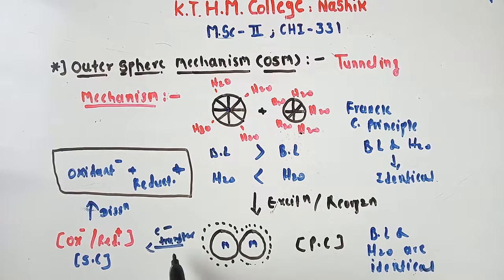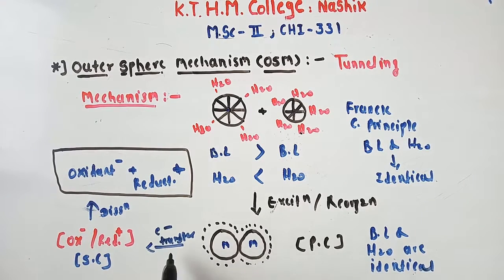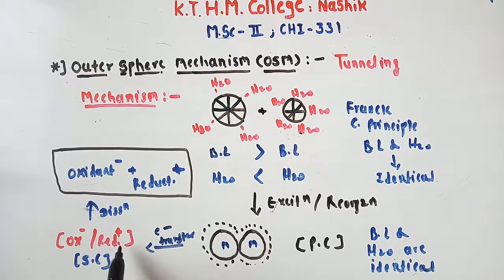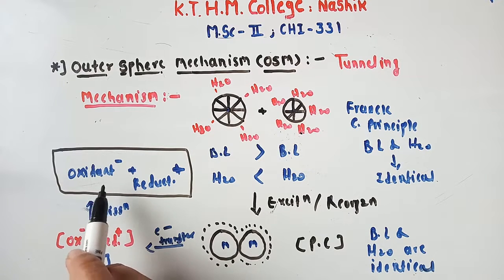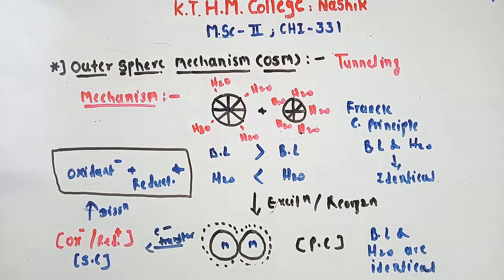So the next step is the transfer of electron, because the bond length and water molecules are now identical. Is the Franck-Condon condition satisfied? Then there is transfer of electron from reductant to oxidant. So the reductant carries a positive charge, the oxidant carries a negative charge. This is the formation of the successor complex. Then after dissociation of this complex, it gives the oxidant with negative charge and the reductant with positive charge, which is nothing but your product formation. This is the exact mechanism for the outer sphere mechanism.